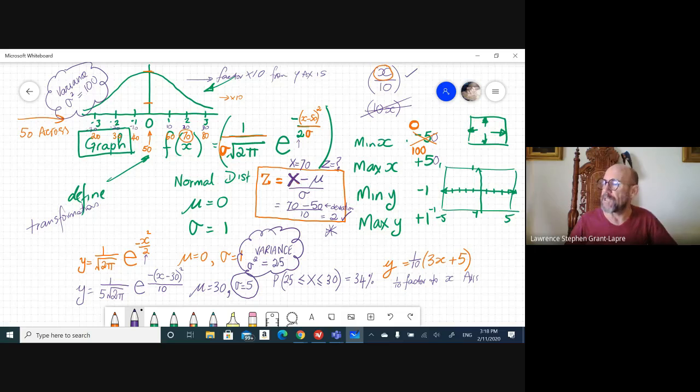It's the deviation. From 60 to 50 is 10, and 10 divided by 10 is 1. So you're 1 standard deviation. That is on the middle of page 663.